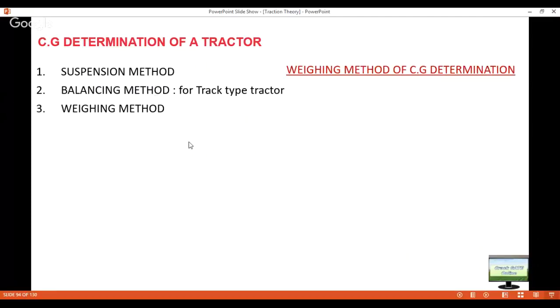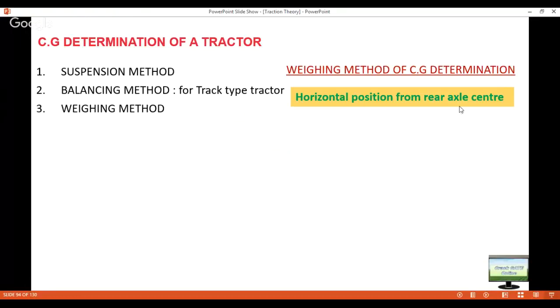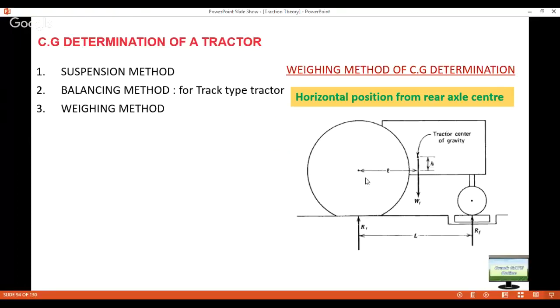Okay, as I have already told you, center of gravity determination means you have to find the horizontal position of the center of gravity from the rear axle center, as well as the vertical position. For the horizontal position, this is the basic representative figure in which you can see a point where the tractor center of gravity lies. So you have to calculate the location of the center of gravity from the rear axle center, which is small l, and the vertical location of the center of gravity from the rear axle center, which is small h. So basically you have to find what l is and what h is.